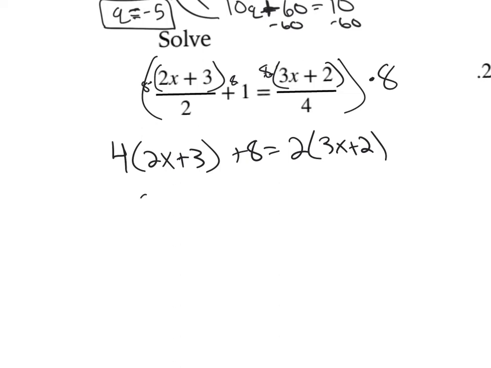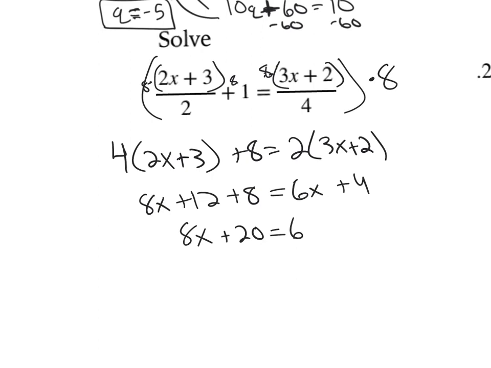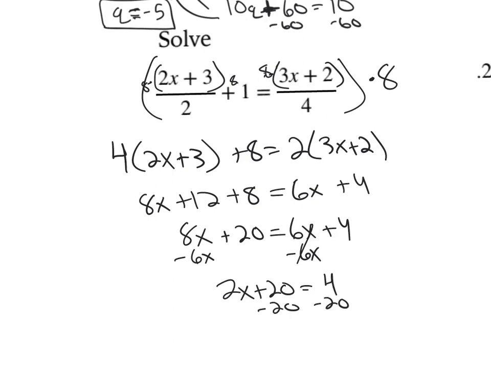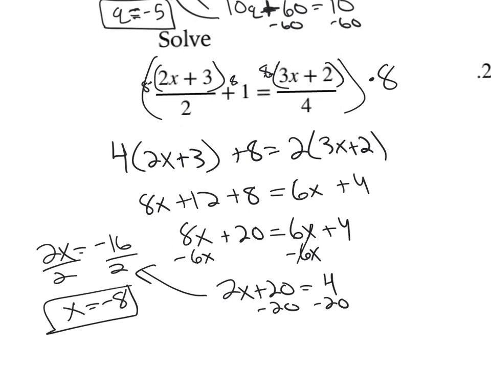So distribute now, 4 times 2x is 8x, 4 times 3 is 12, plus 8 is equal, 2 times 3x is 6x, and 2 times 2 is 4. Combine your like terms after you distribute. So 8x plus 20 is equal to 6x plus 4. Now you want to get your variables to the same side. So I'm going to subtract 6x from both sides. 2x plus 20 is equal to 4. Subtract the 20 to get that 2x by itself. Move it over here. So we have 2x is equal to negative 16. Divide by 2. x is equal to negative 8.